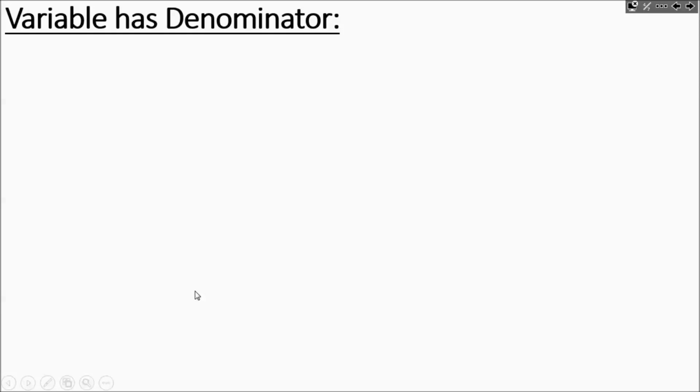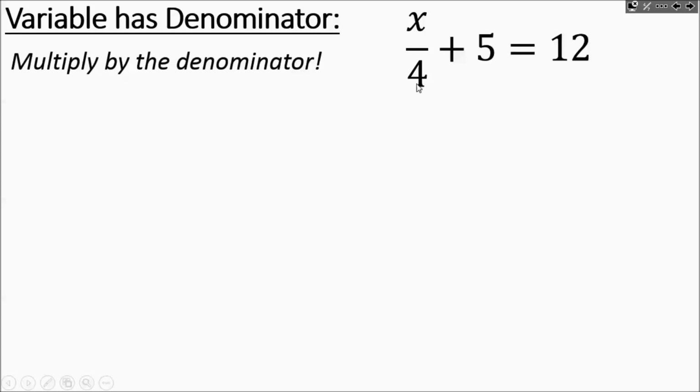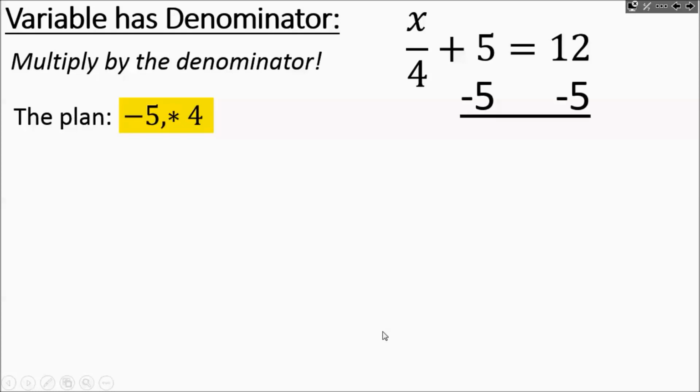So now we have variables that have a denominator. Instead of dividing by 4 to get rid of it, you're going to multiply by that denominator. So our plan of attack is to subtract 5 to get rid of the constant, then multiply both sides by 4. So I'm going to go ahead and show the subtract 5. X over 4 will equal 7, because 12 minus 5 gives you 7. So we can think of this as divide by 4. To get rid of it, we're going to multiply by 4.